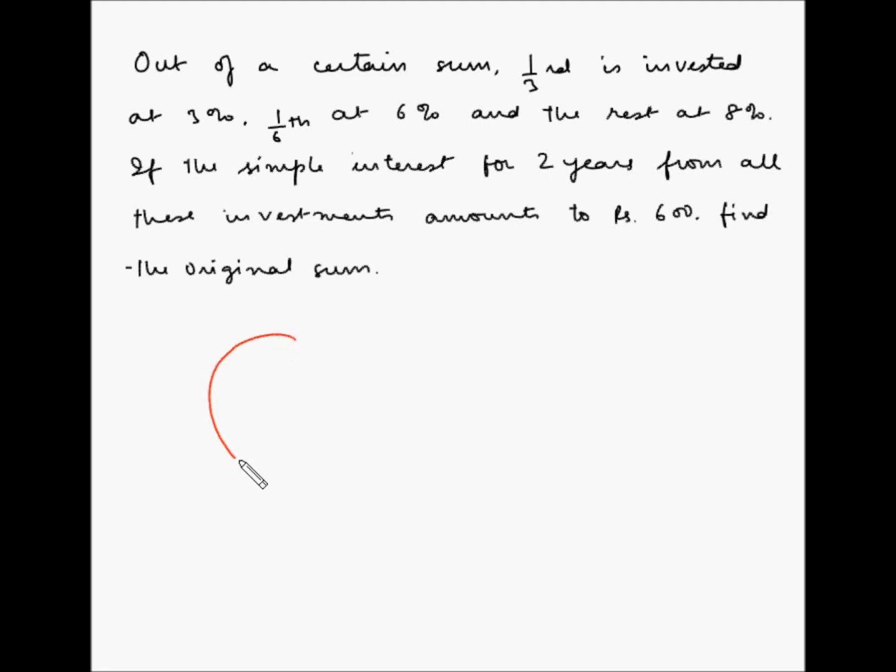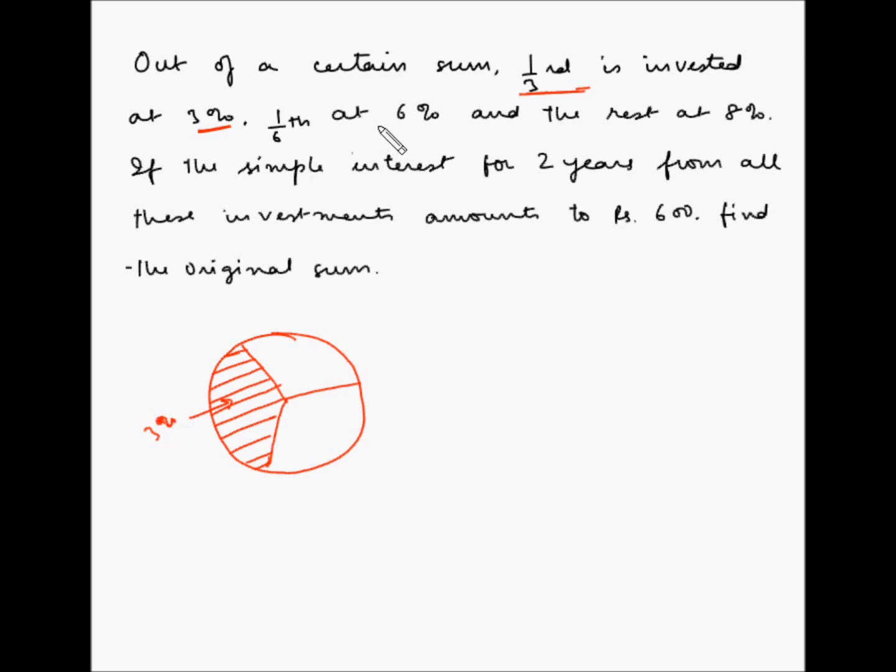So let's say this whole circle represents the wealth of this person, and out of this entire wealth, 1/3 is invested at 3%. So 1/3 means that if this entire wealth was to be divided in 3 equal parts, then one of these 3 parts is invested at 3%. Let's say this part has been invested at 3%.